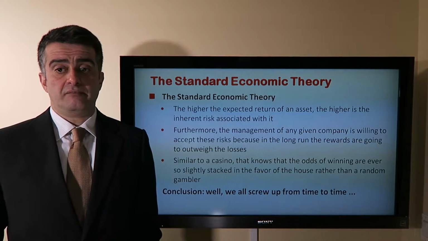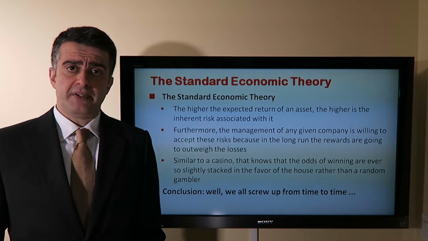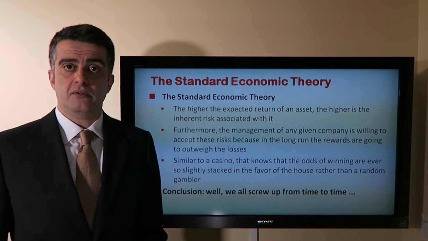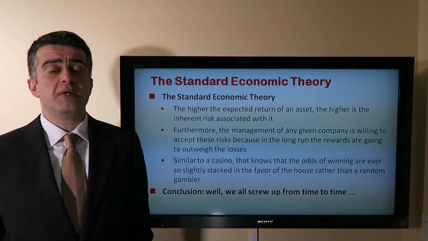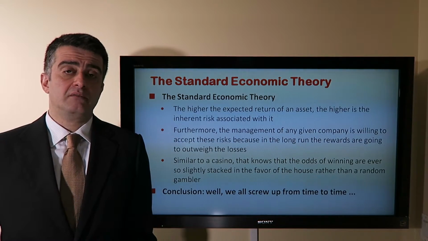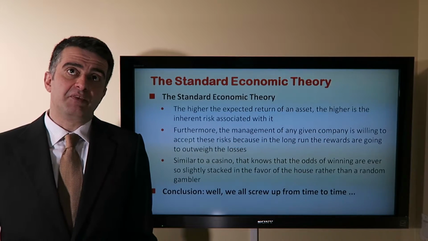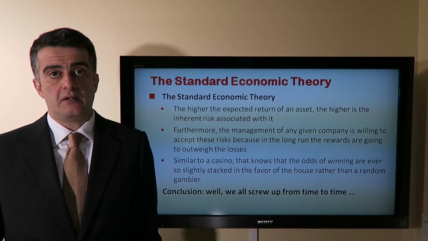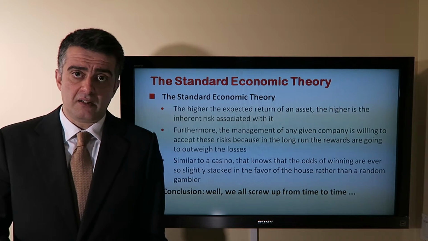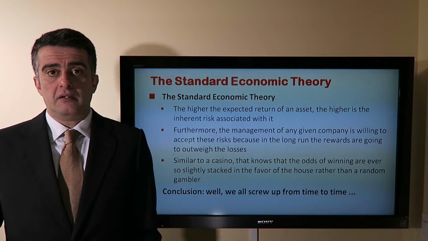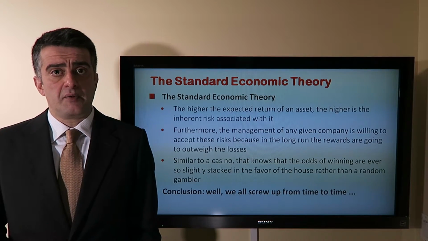The standard economic theory says the following. Well, we all know that the higher the expected return on an asset, the higher the inherent risk. Think about stocks being traded on stock exchanges. The management of any given company is willing to accept these risks, hoping that in the long run, the rewards are going to outweigh the losses. Maybe not a very relevant but very interesting example, kind of like a casino that knows that the odds of winning are skewed in their favor, and even one or two big wins by their customers are not going to prevent them from making the money at the end of the year. Conclusion, if you put it in simple terms, well, we all screw up from time to time. So this was the standard economic theory explanation.